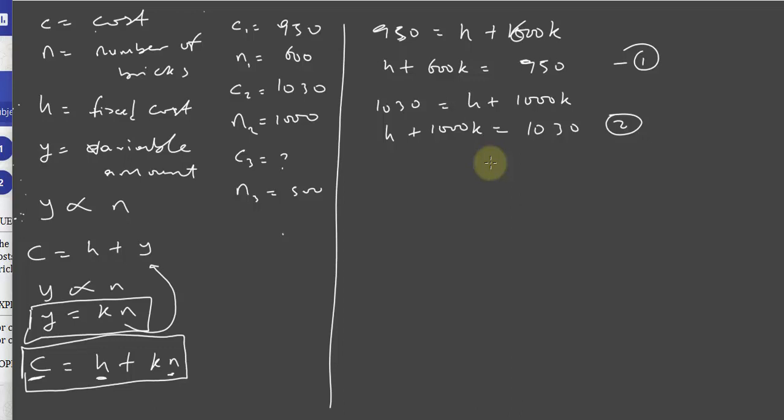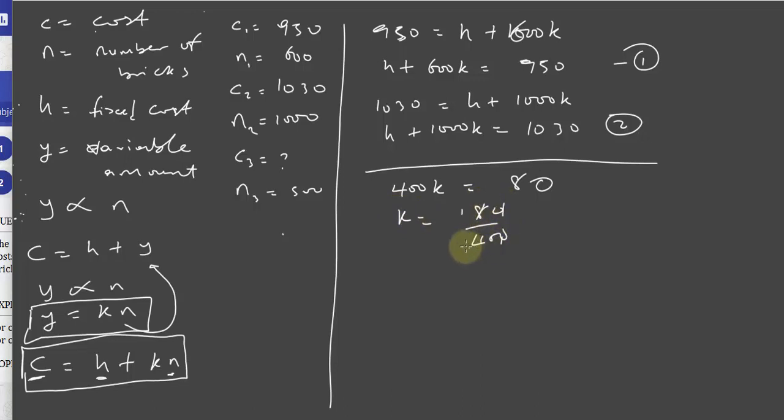So let's solve for this. To solve for this, just subtract equation 1 from equation 2 using the elimination method. If you do that, you're going to get h minus h, that's 0. 1000k minus 600k, that's 400k. Then 1300 minus 950, that will give us 350. So the value of k becomes 80 over 400, and that will give you 1 over 5. So the next step is to substitute the value of k as 1 over 5 in equation 1.